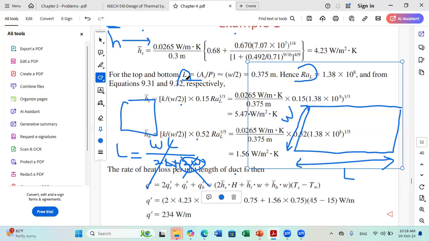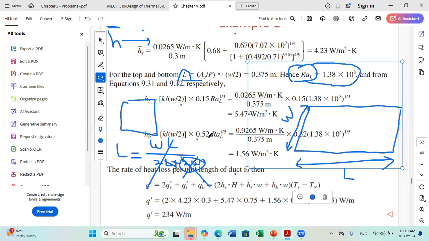And once you get the characteristic length, you can replace in Rayleigh formula. You replace in Rayleigh formula, and you will get for your top and bottom surface, for both, it's the same characteristic length, because same geometry. So for both, you have the same Rayleigh, which is 1.38 times 10 to the power 8. But what will be different for the two is the formula of H bar, the average convective coefficient. Why? Because we said we have two cases, top hot surface and bottom hot surface.